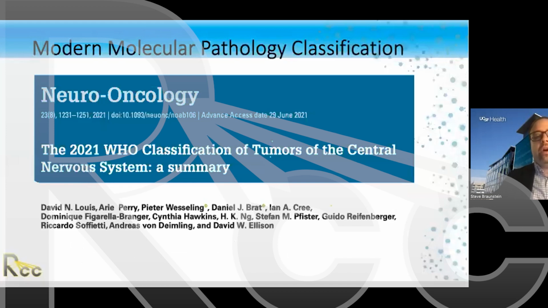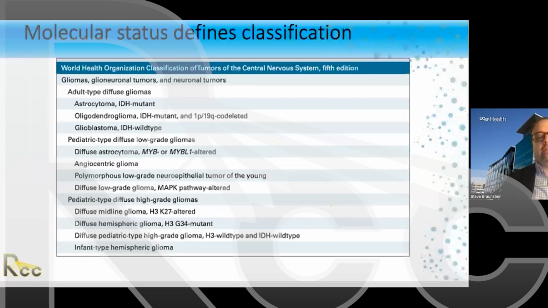Now, I think it's important to recognize some of the updates that have happened in the past several years with regard to how we classify these tumors. And so with the new 2021 WHO classification, we identified these tumors not just on a continuum of histopathologic features that you see under a microscope, but now more molecular features. And that's refined how we classify these.